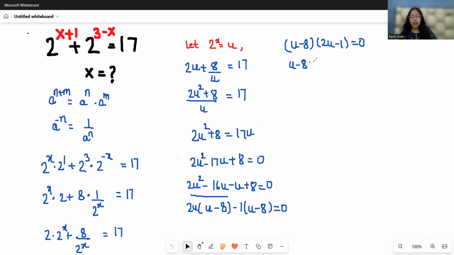So first is u minus 8 equals 0, so u equals positive 8. And when 2u minus 1 equals 0, 2u equals 1 and u equals 1 by 2.